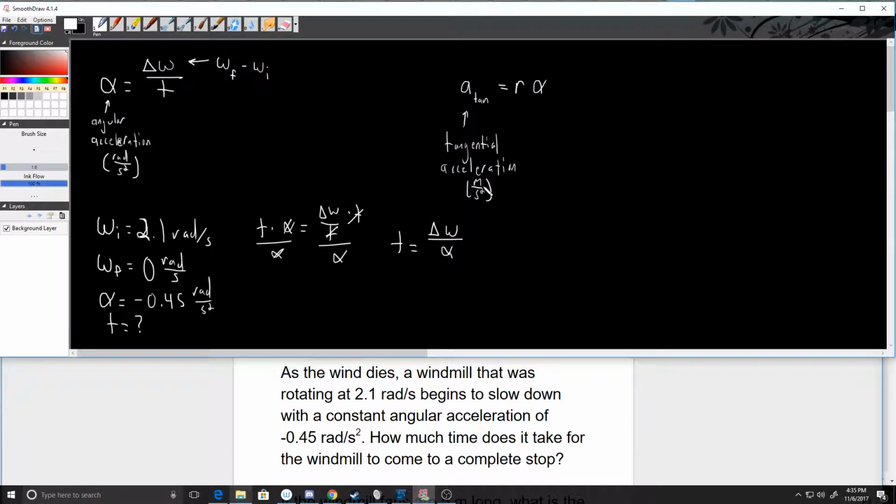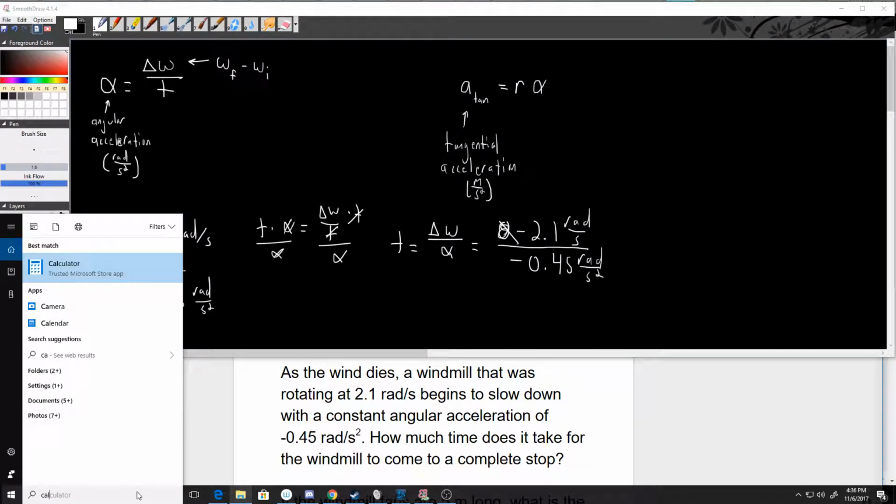For the change in angular velocity, it's final minus initial, so I have 0 minus 2.1 radians per second, all over the angular acceleration, which we said was negative 0.45 radians per second squared. If I just get rid of that 0, it's negative 2.1 radians per second over negative 0.45.